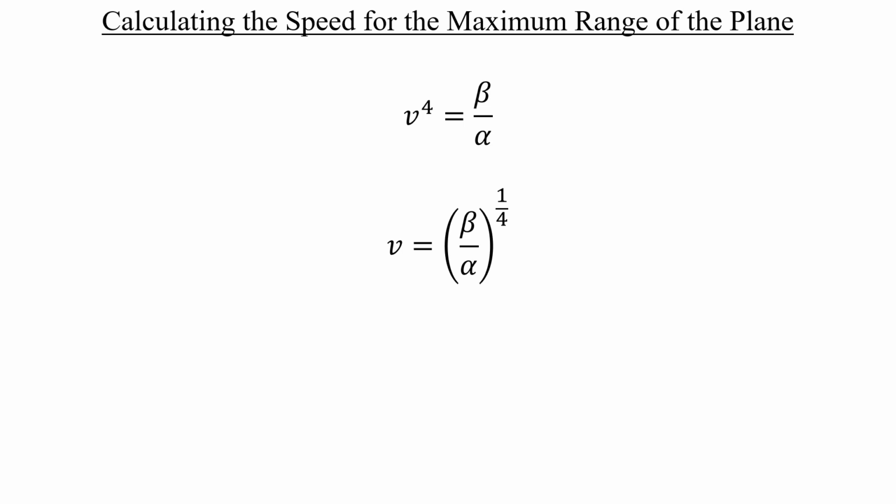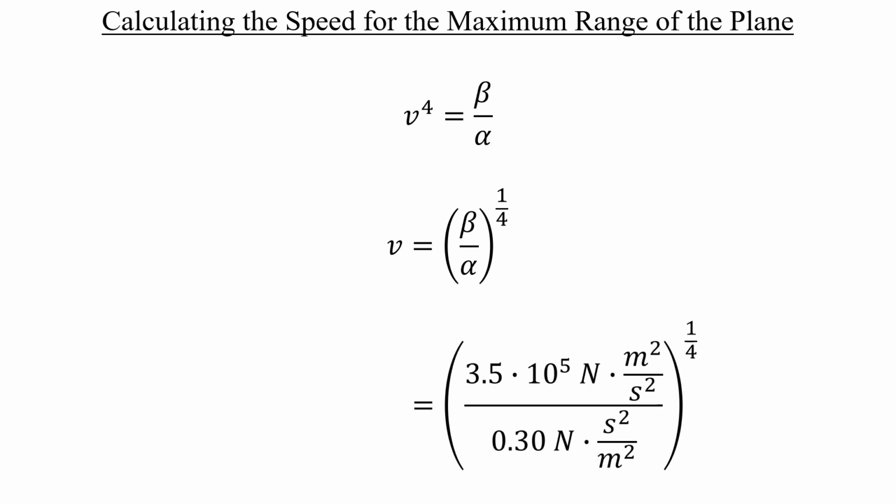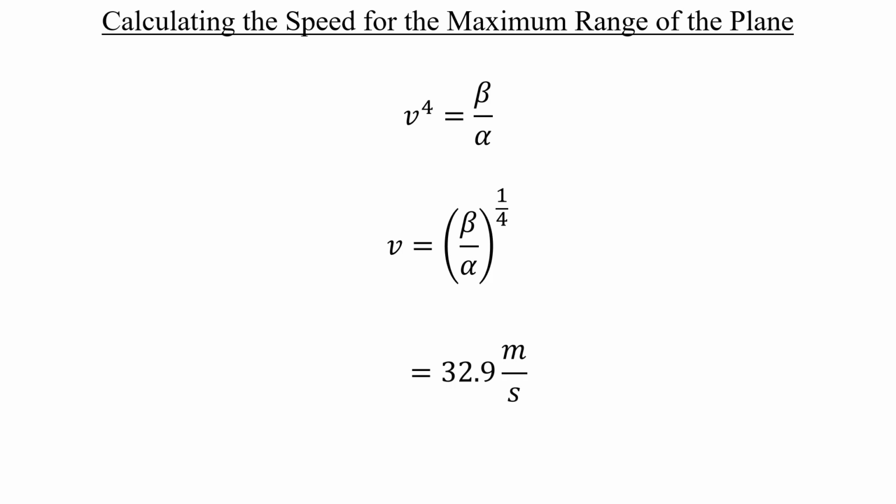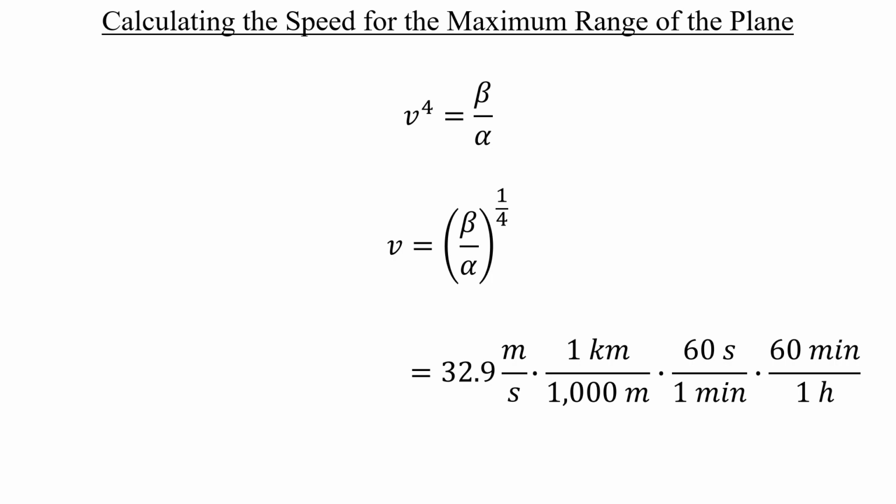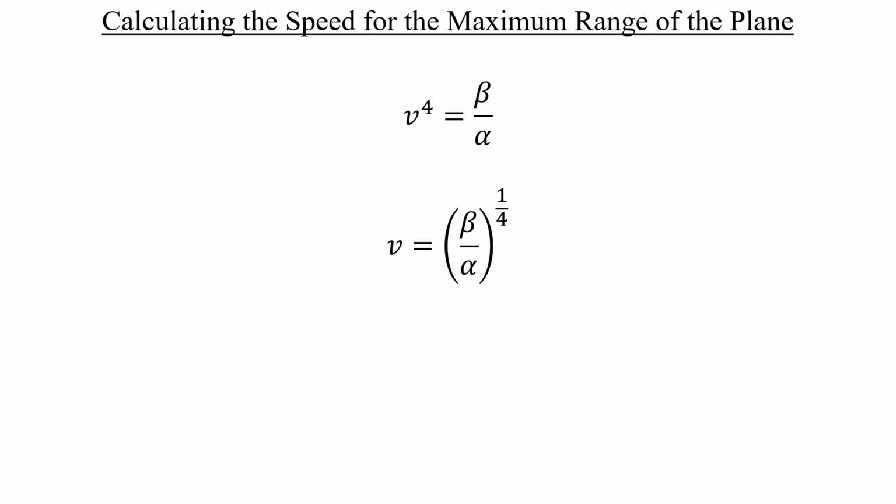Let's go ahead and plug in our numbers, since this is being expressed in terms of everything that we know. On my calculator, I get the following result. We're not quite done though. First, let's convert this to the required units of kilometers per hour. We'll multiply by 1/1000 kilometers per meter, as well as 60/1 seconds per minute and 60/1 minutes per hour. I get around 118 kilometers per hour as a result.